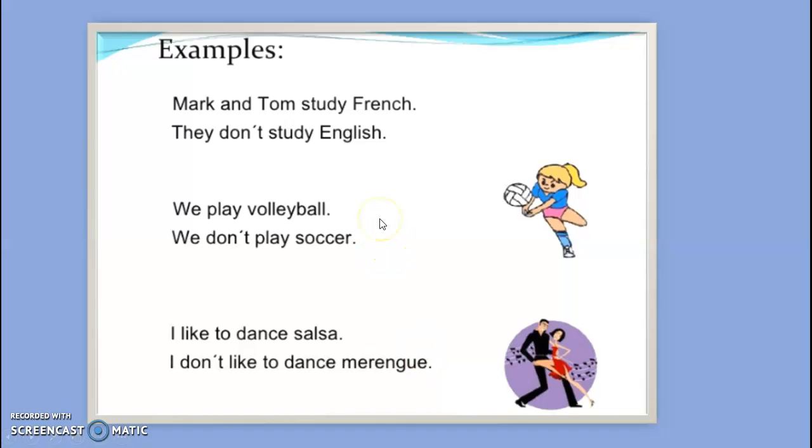Here we have some more examples. Mark and Tom study French. They don't, or they do not, study English. We play volleyball. We don't play soccer. I like to dance salsa. I don't like to dance merengue.